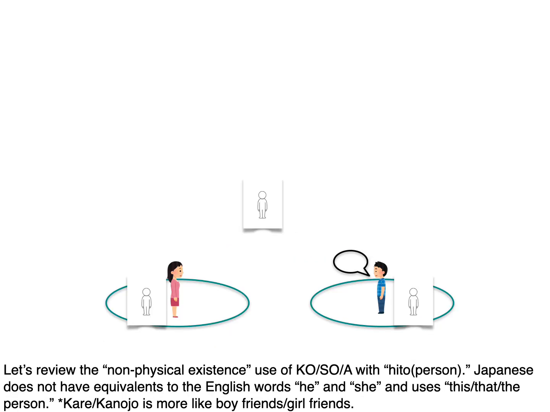Let's review the non-physical existence use of こ、そ、あ with person, 人. Japanese does not have an equivalent to the English words he and she, and uses this person, that person, この人、その人、あの人 very often.